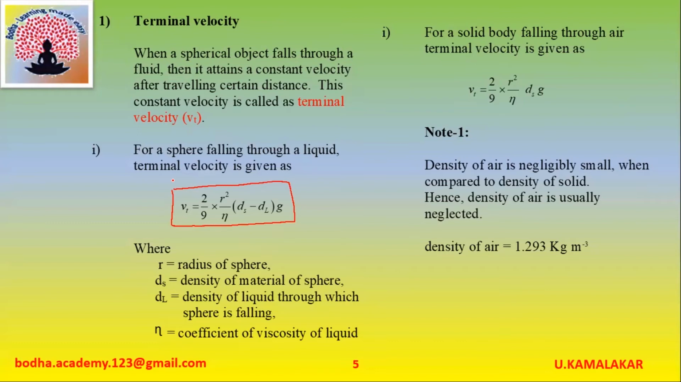For a solid body falling through air, terminal velocity is given as Vt is equal to 2 by 9 into r square by eta into density of solid into g. As density of air is negligibly small when compared to density of solid, usually density of air is neglected. The value of density of air is 1.293 kg per cubic meter.